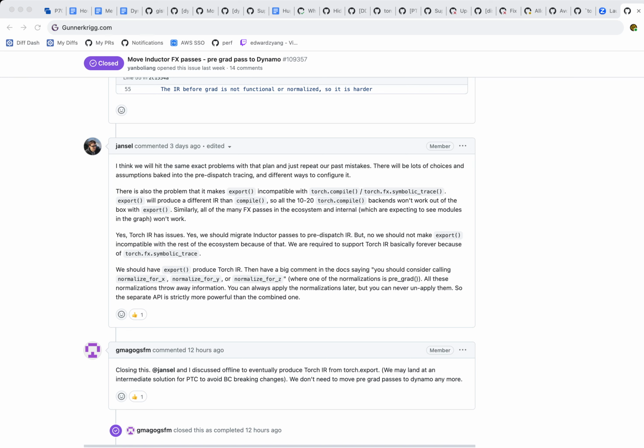So, but I guess the BC issue is, currently we have FX Symbolic Trace and we have Torch Compile, both of which are producing the same Torch IR. And there has been a lot of community adoption of writing FX passes on FX Symbolic Trace. And I've talked to a bunch of accelerator manufacturers and people basically building Torch Compile backends today.